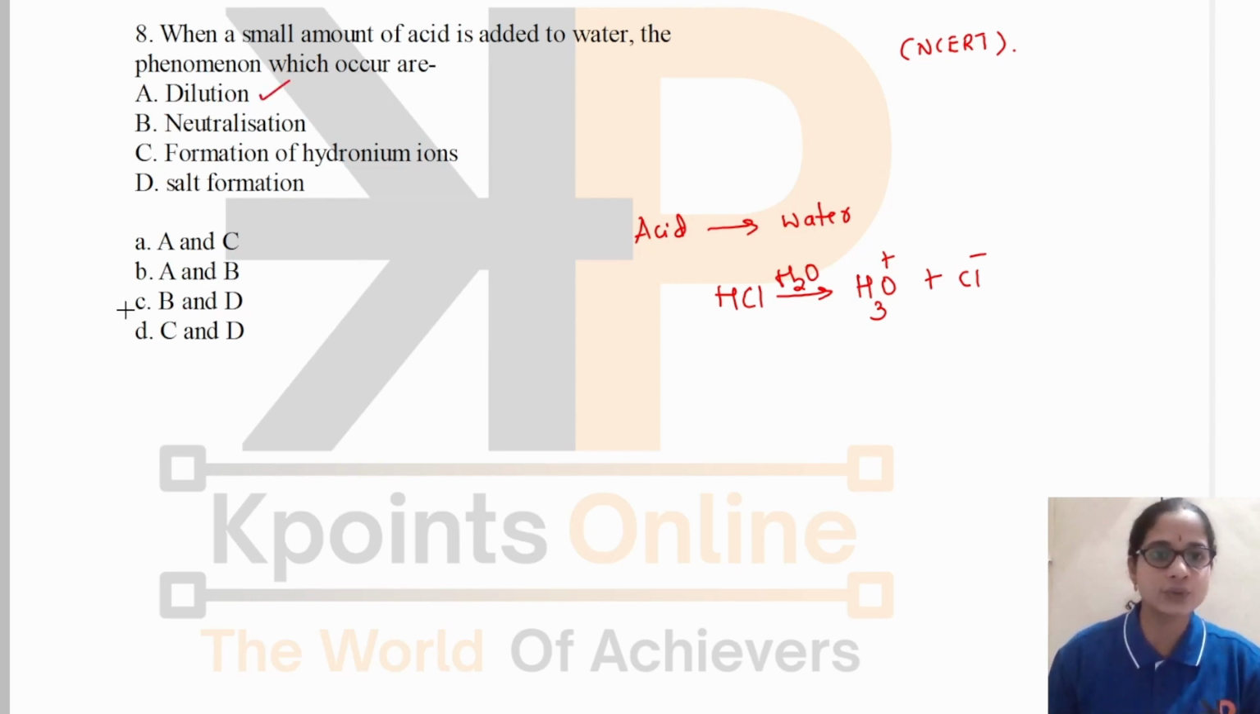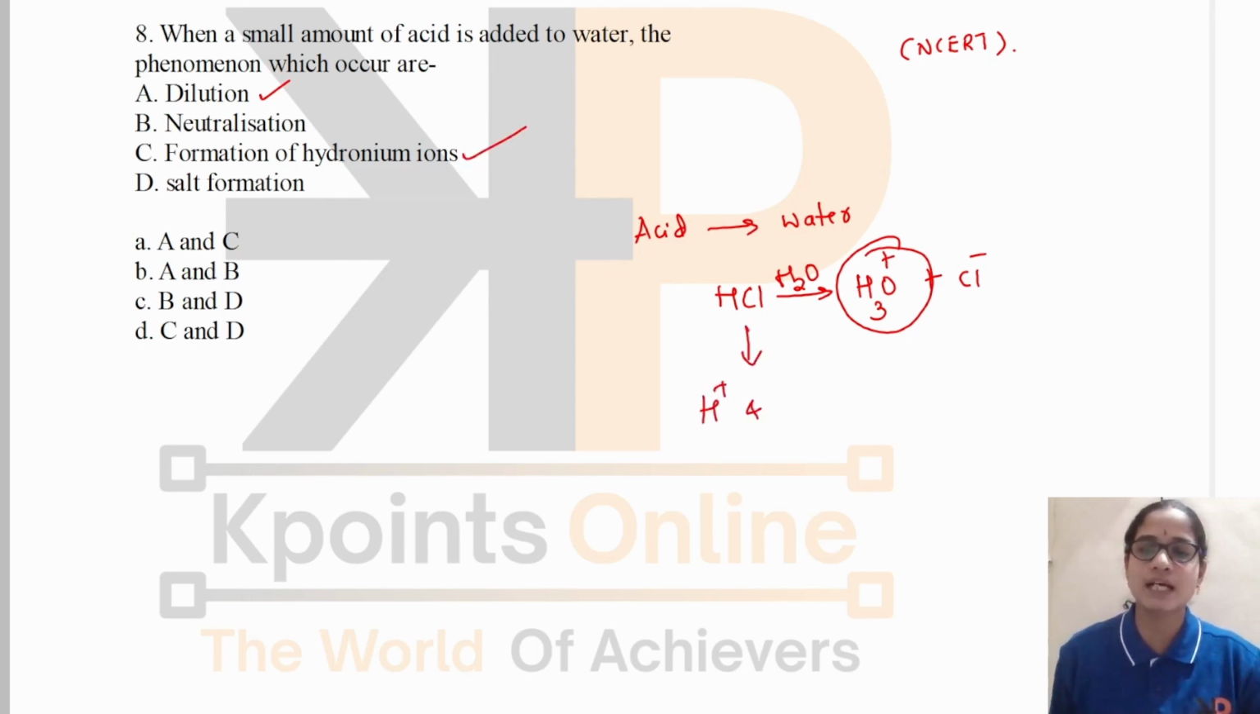One is dilution and another one is formation of hydronium ions. Yes. First what happens? It will form H plus and Cl minus ions. As H plus ions are unstable, they will combine with H2O to form H3O plus. Okay, there is a formation of hydronium ions there. So both dilution and formation of hydronium ions take place there.